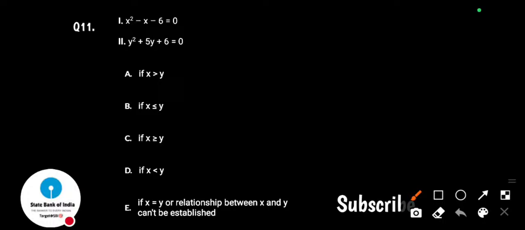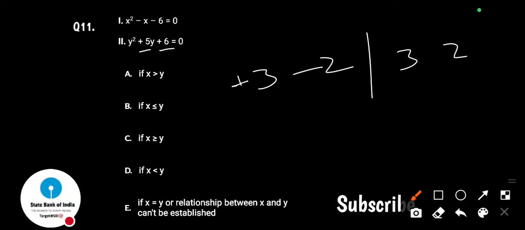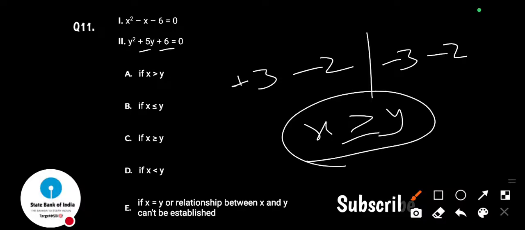Here we see x square minus x minus 6 equals 0. So 3 2 times, the difference is 2, we get 1. So minus and minus means plus and minus are the root signs. Next one, 6, and we need to get 5. 3 2 times will be 6. The sum of these two we get 5. Plus and plus means both the roots are negative, bases are equal. So comparing these two, it is clear that x is greater than or equal to y is our answer. So the answer will be option C.